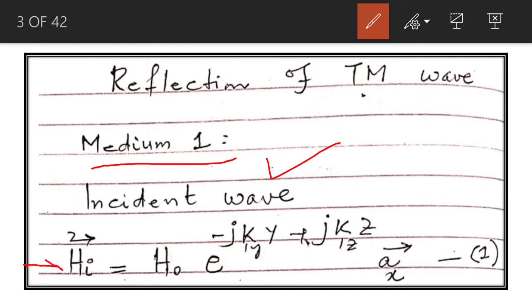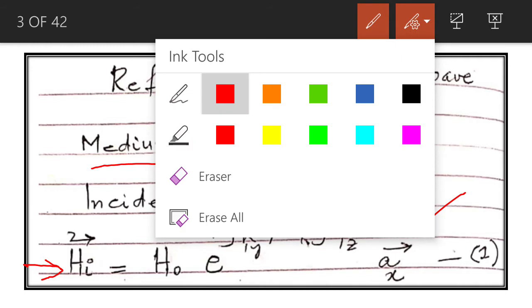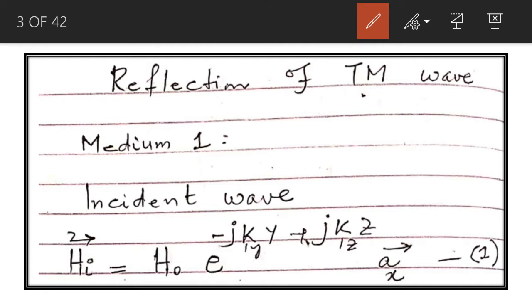The magnetic field intensity of the incident wave is equal to H naught into e raised to power minus j k1 y y plus j k1 z z, and this unit vector Ax represents the direction of the magnetic field intensity of the incident wave, and this unit vector is normal to the plane of propagation because the propagation is taking place in YZ plane.